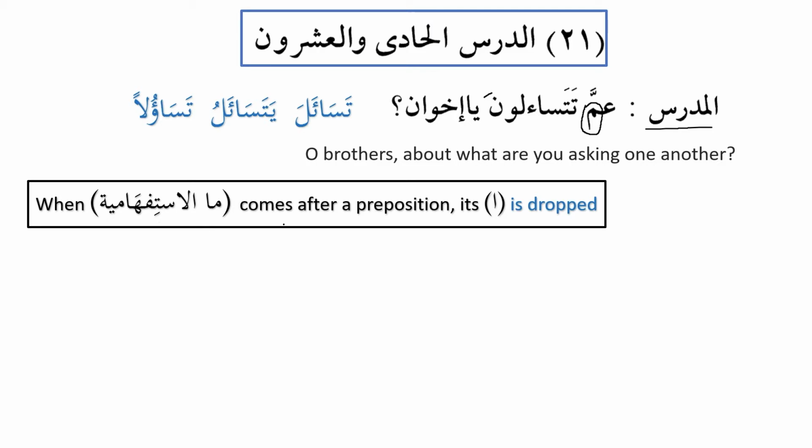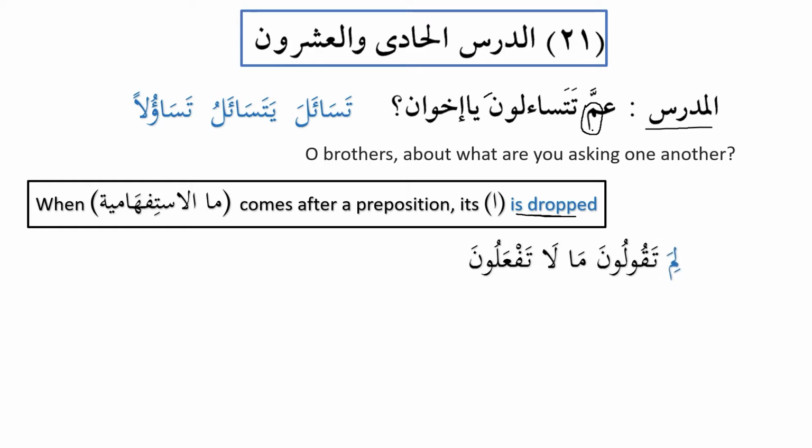When ma al-istifhamiya comes after a preposition, its alif is dropped. What happens? The alif is dropped. What kind of ma is this? Ma al-istifhamiya. What is ma al-istifhamiya? Ma that is used to ask a question, right? Ma of interrogation. For example, ma ismuka, what is your name, right? So whenever ma al-istifhamiya comes after a preposition, its alif is dropped.